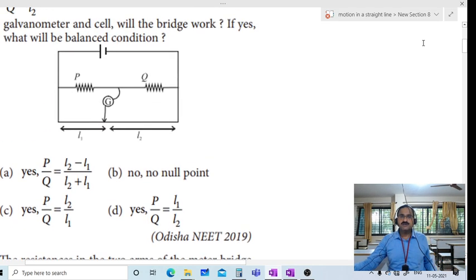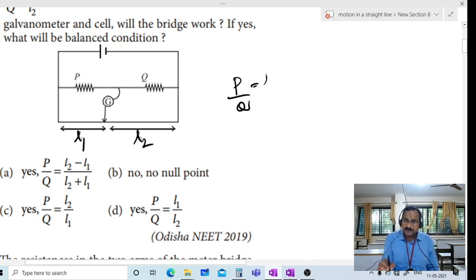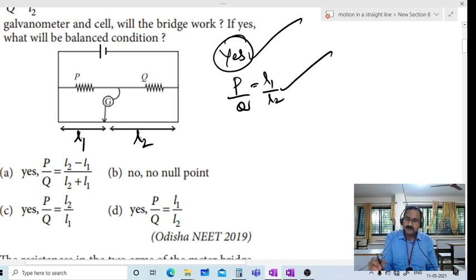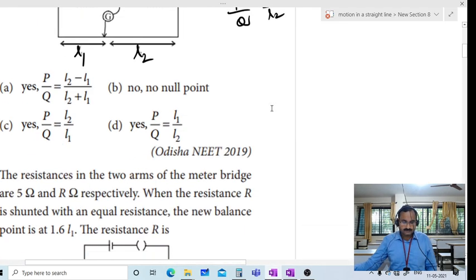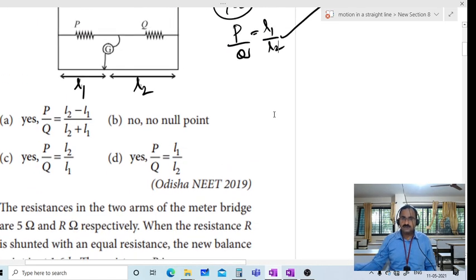And what is the balancing condition? Same, P by Q is equal to L1 by L2 only. This is L1, this is L2 they given there. So therefore P by Q is equal to L1 by L2. If we change it also, it will work, no problem at all. Right. So that is the question, NEET 2019 question, that is the fourth option.